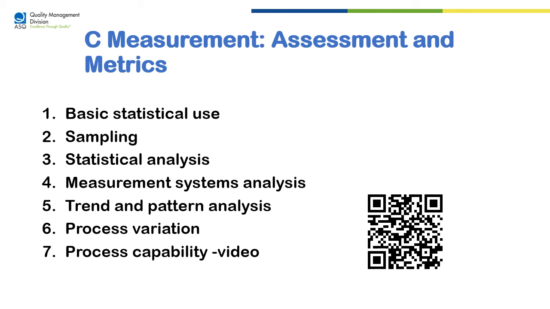Measurement systems analysis is a tool often referred to as gauge R&R. Terms used here are accuracy, precision, bias, linearity. And again, managers need to understand the difference between repeatability and reproducibility.